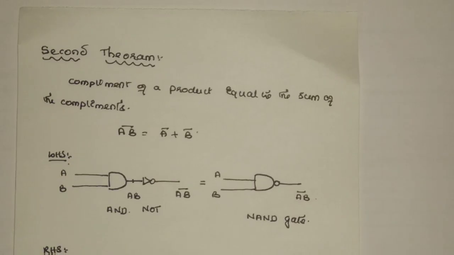The second De Morgan's theorem states that the complement of a product equals the sum of the complements. In other words, it is given by (AB) bar is equal to A bar plus B bar. That means for the LHS, this is given by an AND gate. The direct inputs to the AND gate are A and B, and the output of the AND gate is AB. This output is connected to the NOT gate, and the output of the NOT gate is (AB) bar. In other words, it is a NOT-AND gate and is called a NAND gate, which is the symbolic representation of the NAND gate.